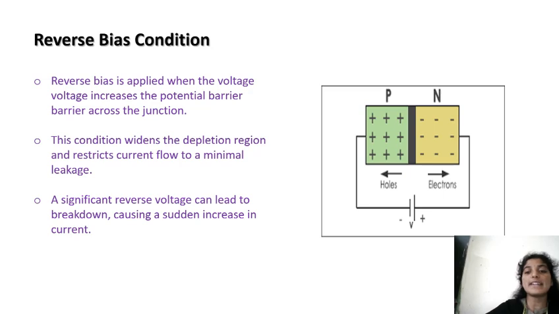Reverse bias condition. Reverse bias is applied when the voltage increases the potential barrier across the junction. This condition widens the depletion region and restricts current flow to minimal leakage. A significant reverse voltage can lead to breakdown, causing a sudden increase in current.